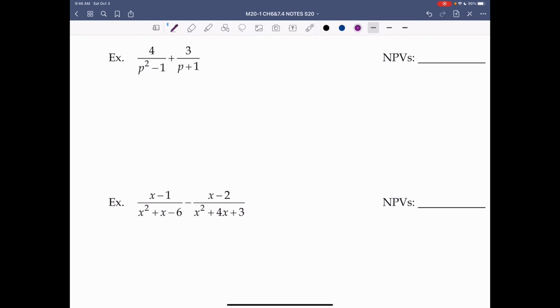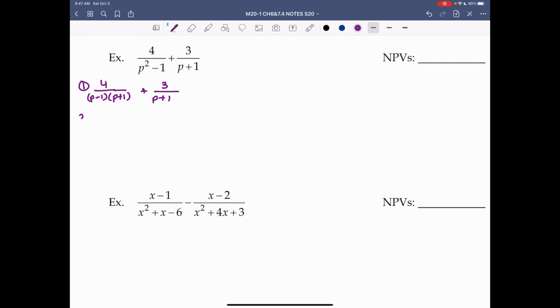4 over p squared minus 1 plus 3 over p plus 1. Step 1, factor. We can factor this denominator. It's a difference of squares, so (p minus 1)(p plus 1), plus 3 over p plus 1.